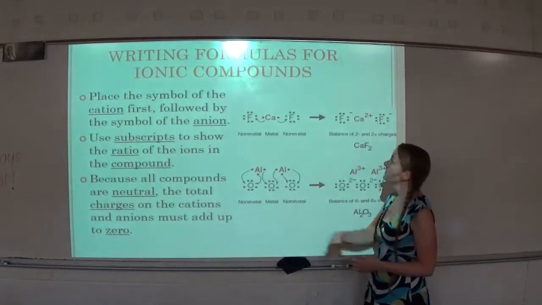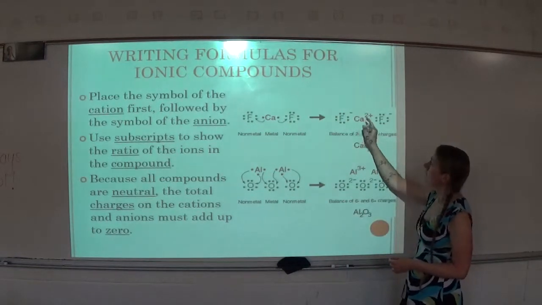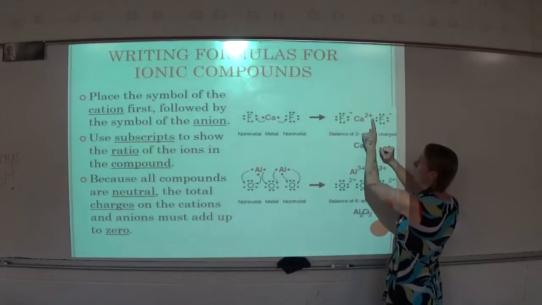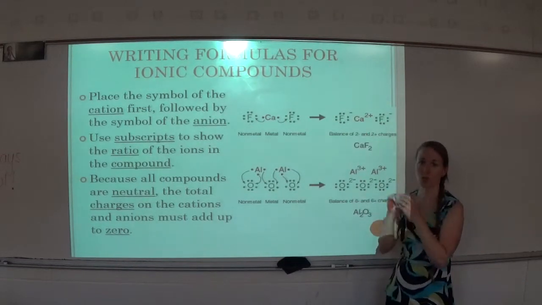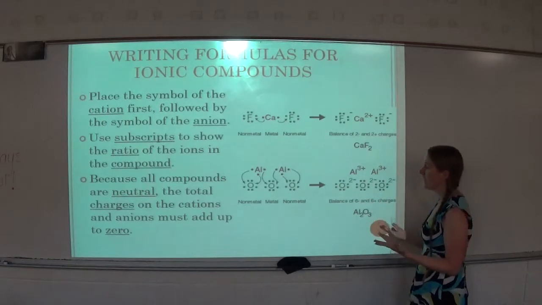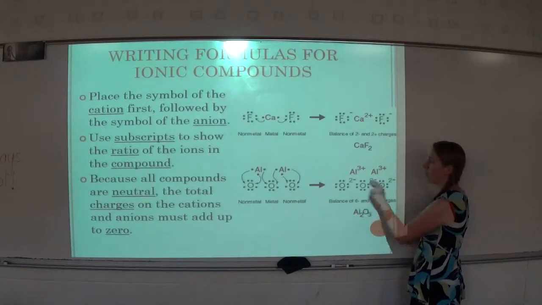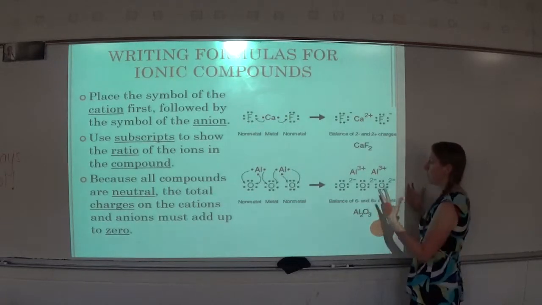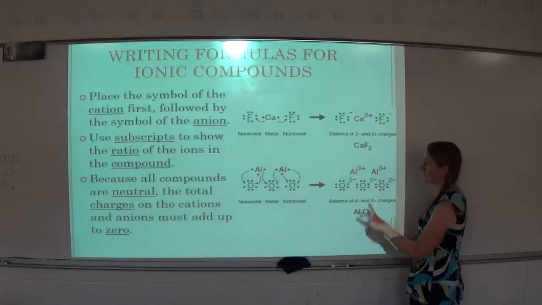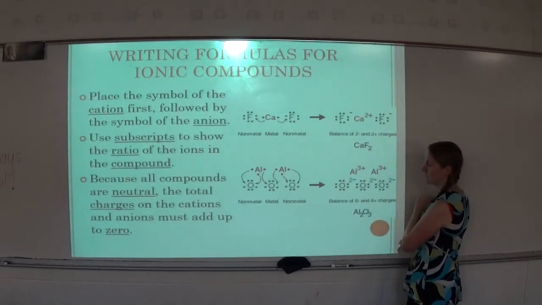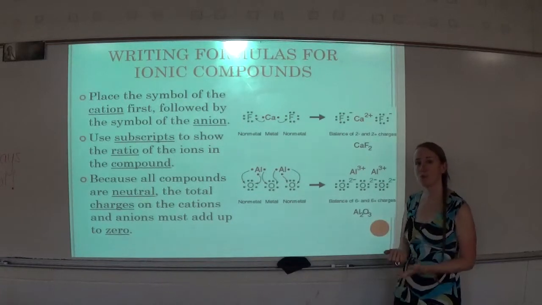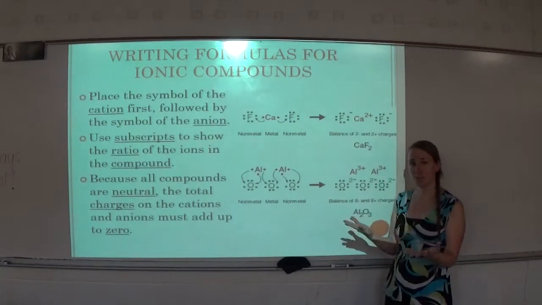For example, Ca has a positive 2 charge. F has a negative 1 charge. So we need 2 Fs, so that we have a positive 2 and a negative 2 charge and make it neutral. So it becomes CaF2. On the other hand, Al is positive 3 and O is negative 2. The only way to get those to cancel out is to make them positive 6 and negative 6. So I would need 2 Als, that's positive 6, and 3 Os, that's negative 6. So it becomes Al2O3.